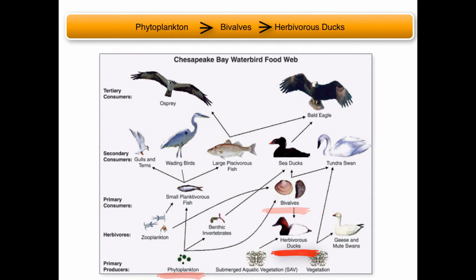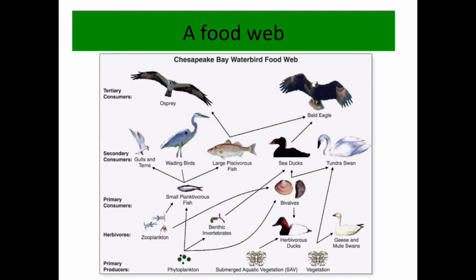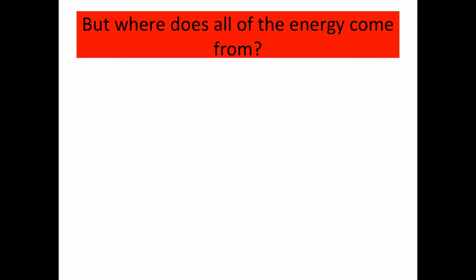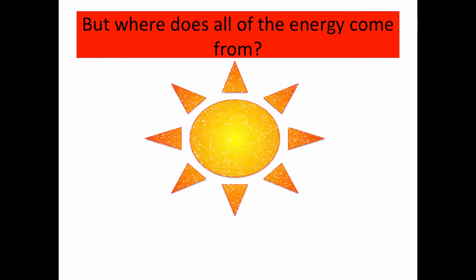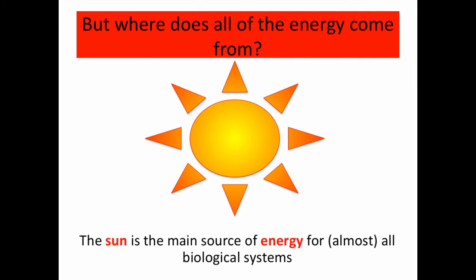So as you can see, the food web is just a selection of food chains all kind of joined together. But where does all of the energy come from to start the whole process off? It comes from the sun. The sun is the main source of energy for almost all biological systems. Without the sun passing the energy to the producers, then the consumers would have nothing to eat, and the whole food chain would collapse.